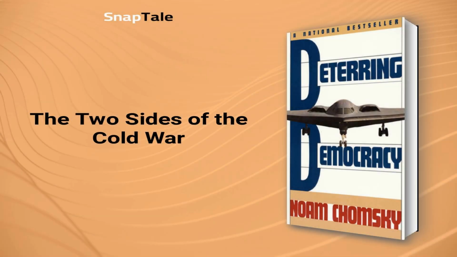The two sides of the Cold War. The Cold War was not only a confrontation between two superpowers, as conventional understanding would have it. The less orthodox perception argues that much of what the United States did in the name of national security, or fighting the Cold War, was actually done in the name of its own interests worldwide.